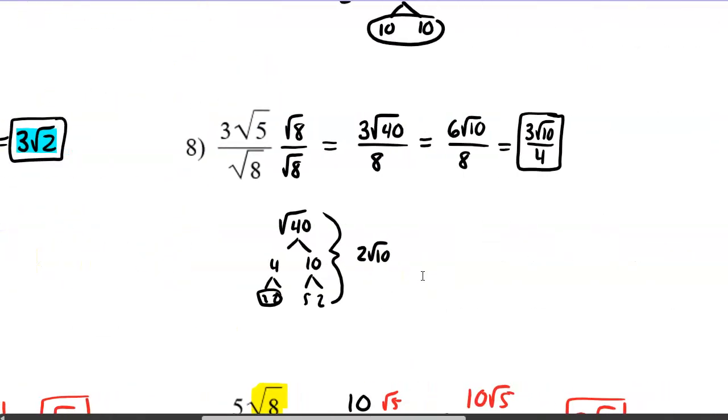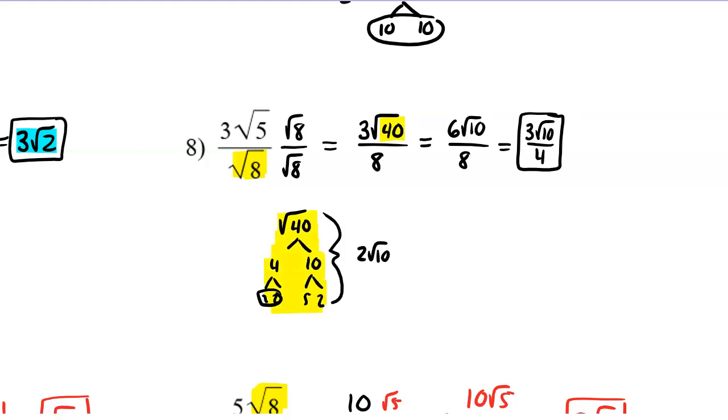Let's look at number 8. In this case, we want to get rid of the radical in the denominator, which is the square root of 8. So we're going to multiply by root 8 over root 8. We multiply like we've seen in the last problems, just those radicals together. We got that 40. We're going to go down here and test that 40, and we're going to see that it simplifies to 2 root 10.